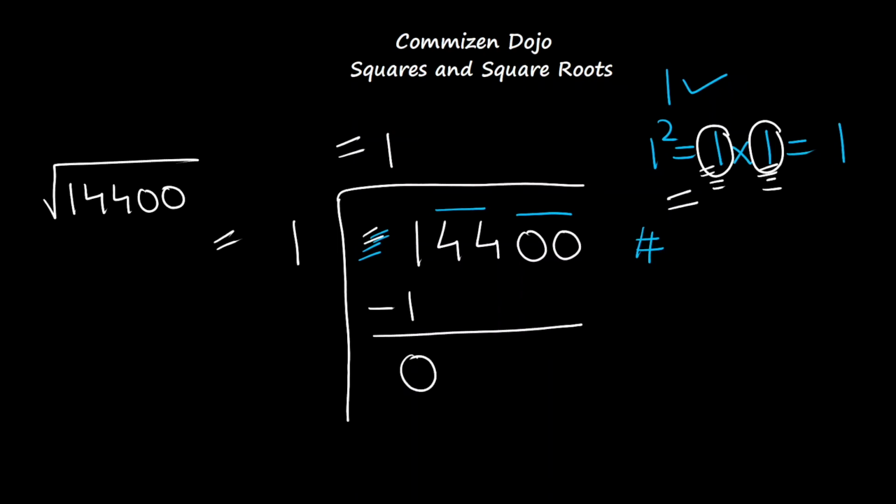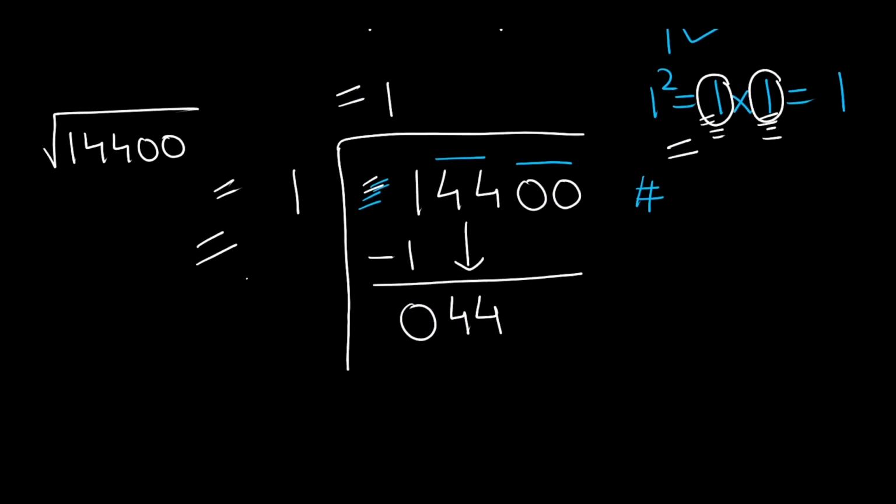Now the next step is that we have to bring down this 44 right over here. So this gives us 44. Now I want you to take a look over here. Over here we have to add 1 to itself like this. 1 plus 1, this gives us 2. Now over here 1 plus 1 gives us 2. And here we will have to draw 2 boxes like this.